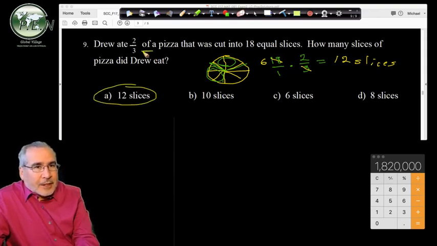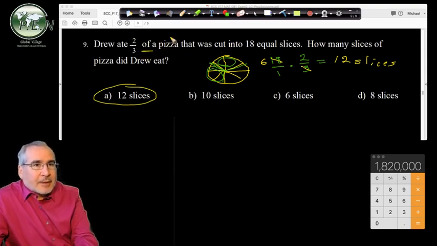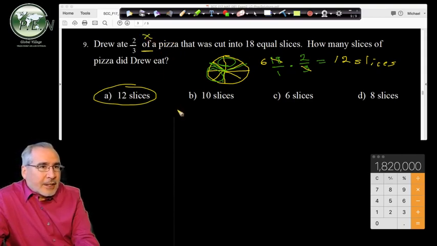So another of the key words here, of a pizza, 2/3 of. Of is a math word that means to multiply. So we want to take 2/3 times the 18 slices.